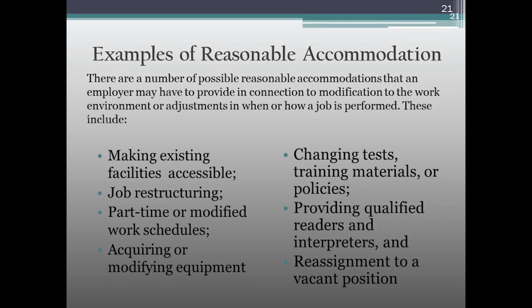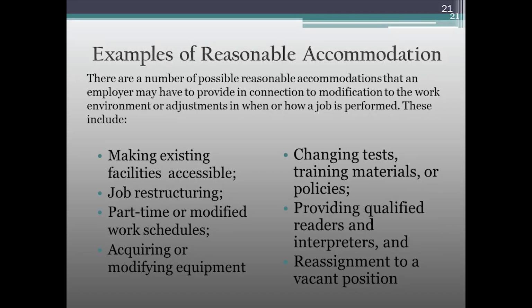If you're an individual with a disability, you may have difficulty using a copier. So that part of that job could be restructured so that another individual would be responsible for actually making the copies of the training materials, while the individual with a disability would focus on the creation and the editing of those training materials. Other types of accommodation include modified schedules, acquiring or modifying equipment.